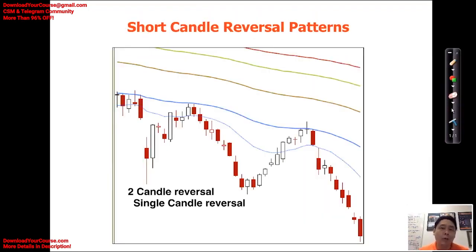All right, so we've looked at all the long candle reversal patterns, which means bouncing off the moving average as it continues its uptrend. Let's look at the opposite. Now we're going to go short.